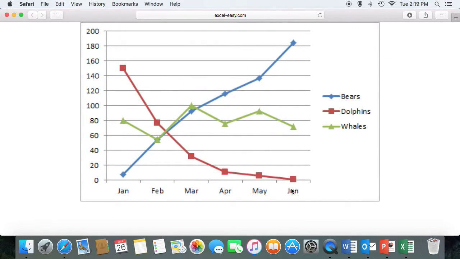And we can see, by taking a look at this graph straight away, that for the month of June, bears were more common. For the month of February, dolphins were more common. There were roughly 150 dolphins sighted.